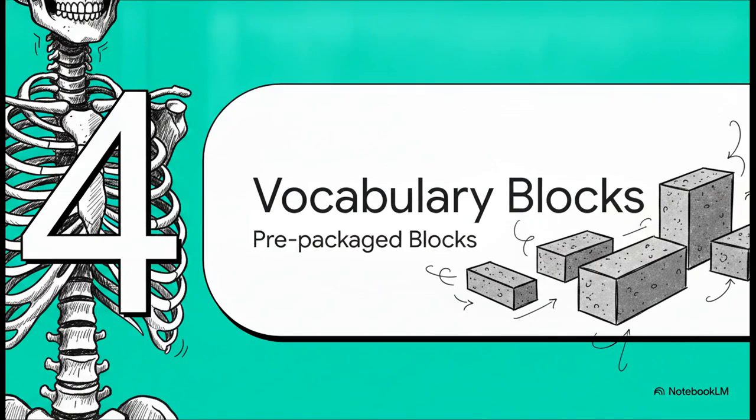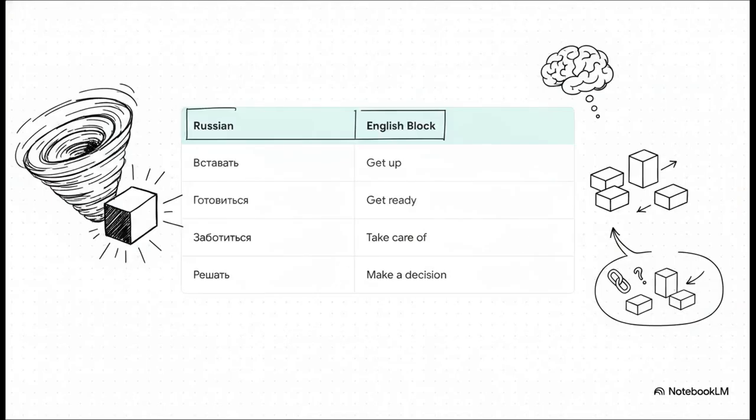Section 4. Vocabulary blocks, verbs, and emails. Pre-packaged blocks. So if English grammar is a rigid skeleton, English vocabulary often operates like these pre-packaged concrete blocks.